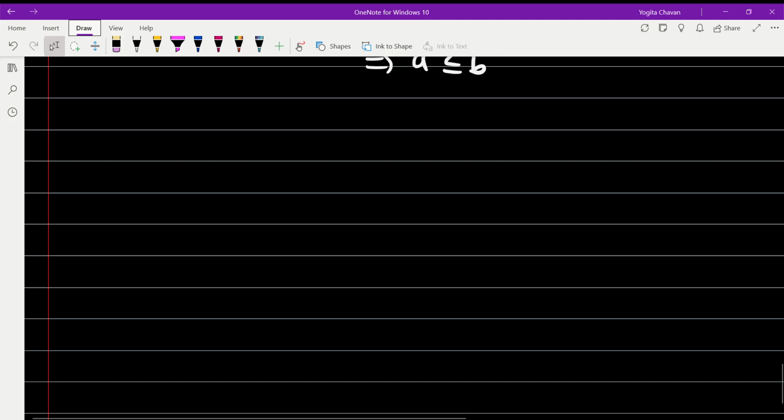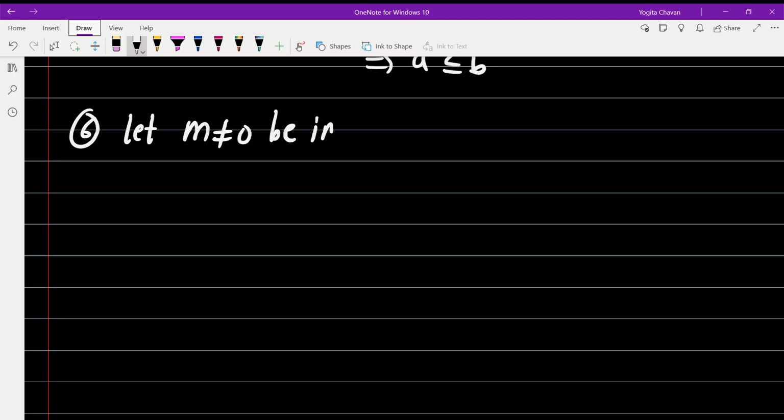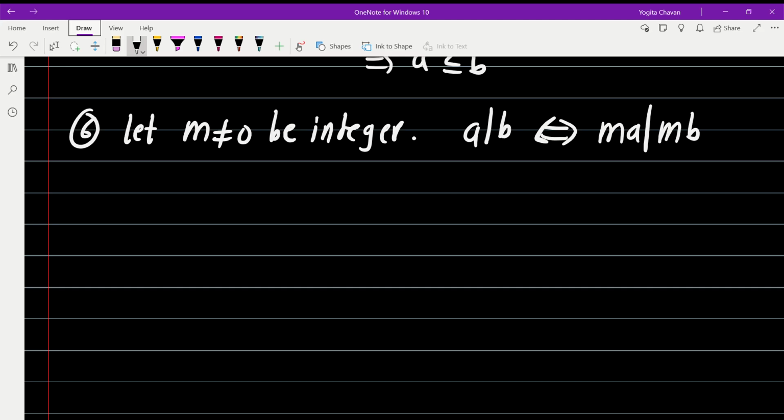Now one more last property, number 6. Let m is not equal to 0, b integer, m is some non-zero integer, a divides b, this is if and only if ma divides mb. अगर a divides b ये ट्रू रहा तो ma divides mb भी रहेगा, और if ma divides mb then guaranteed a divides b. See its proof.